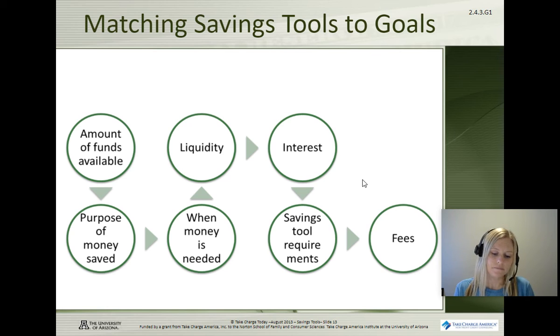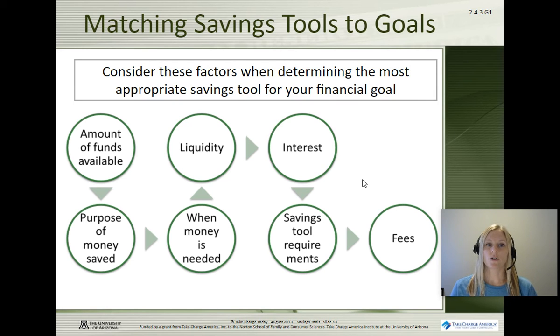Okay, page 3. Now, the circles at the top of this page, there are only 5 of them, but there are however many, 7 on this slide. So you are just going to pick 5 and put them in your circles. So the question is, what are some factors that you want to consider when determining what is the most appropriate savings tool for your financial goal? So you want to think of all of these things.